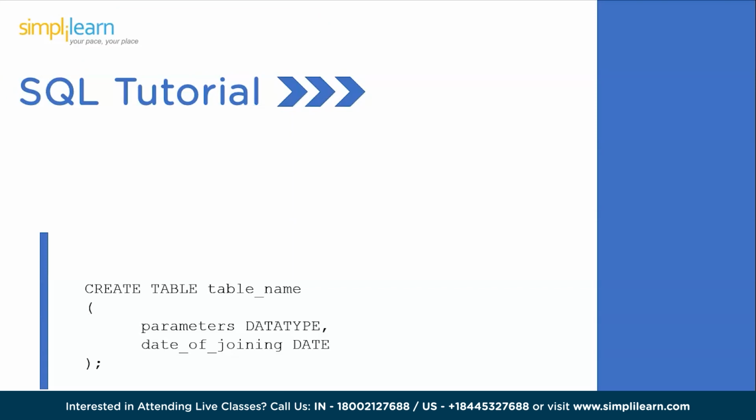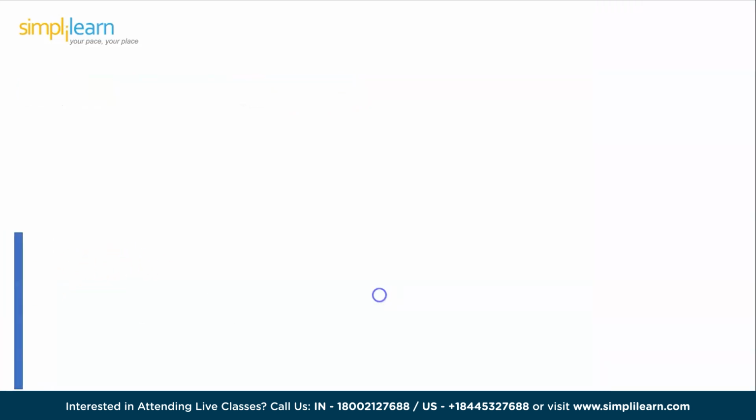Now let us imagine that we are going to create a table using the following syntax, that is create table keywords, table name which is a user defined table name, and the parameters, their respective data types, and at the end let's say we have a date element as date of joining, and for date of joining we will have the data type as date, right? Then let's see the code.